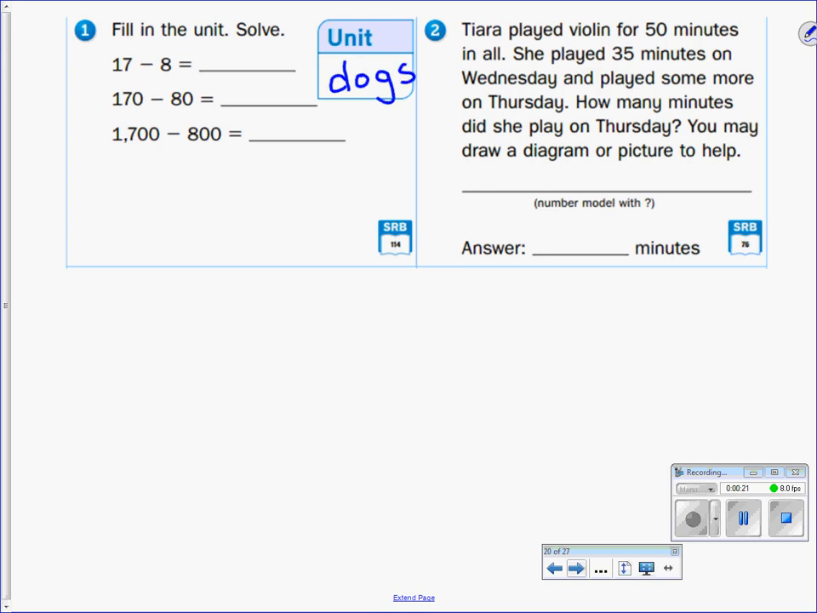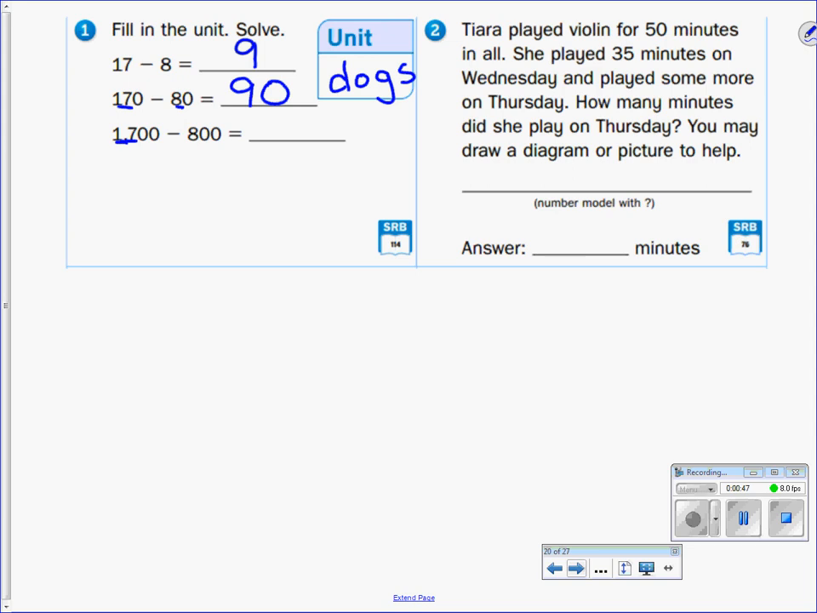So dogs. So we have to do our first basic fact. So we're going to do 17 minus 8, and we know that 17 minus 8 is 9. That basic fact is going to help us with our two extension facts here. Okay, so 17 minus 8 is 9, but I'm in the tens place value, so I have to show it as 9 tenths, which would be 90.